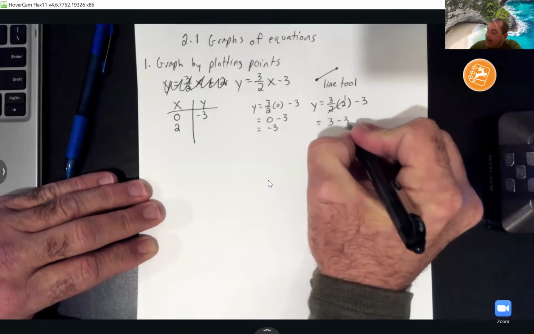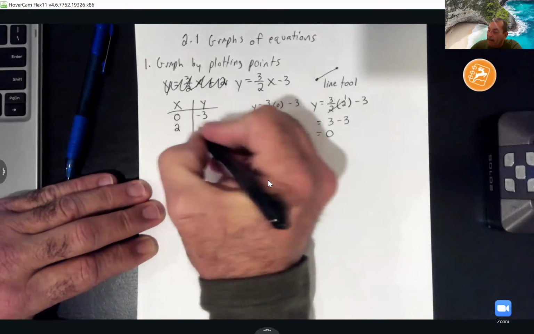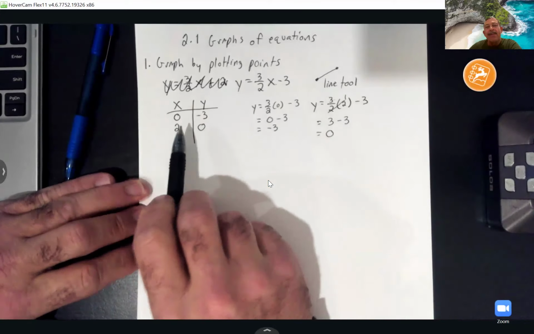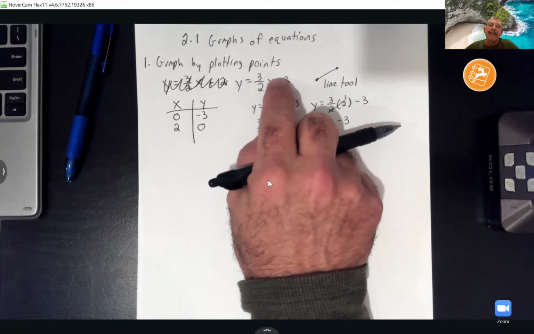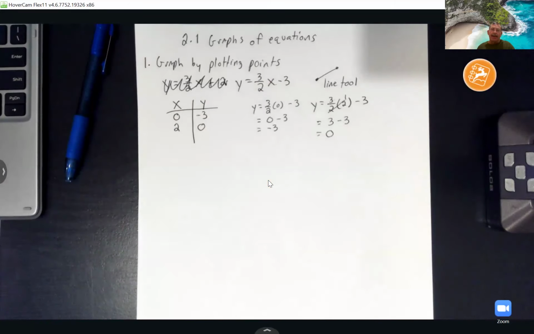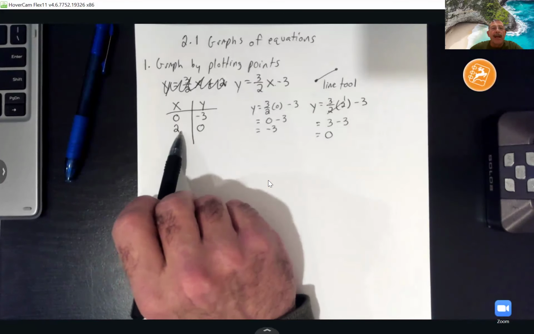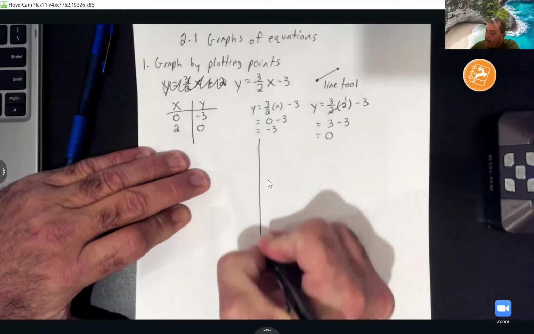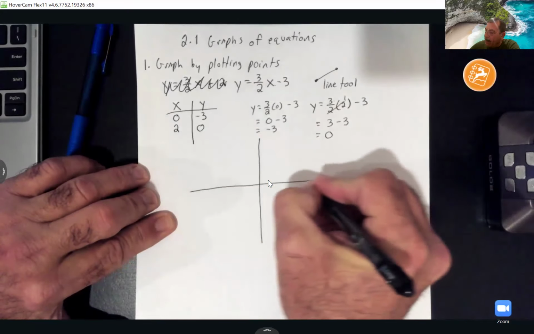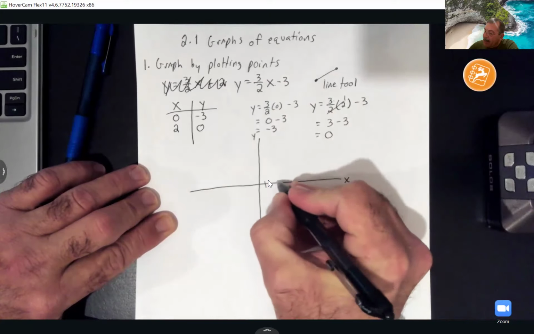Then bring down my -3. And then 3 minus 3 gives us a 0. So if you don't want to have to graph things that end up as a fraction, pick an x that can eliminate that denominator, okay? So my 2 points I'm going to graph will be (0, -3) and (2, 0). All right, so I can make this out about 5.